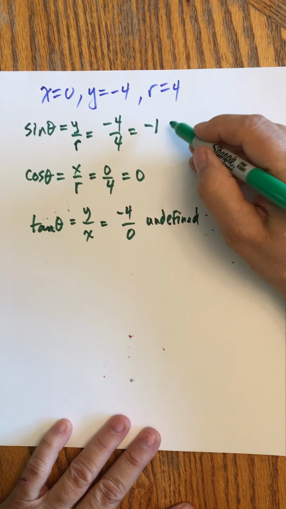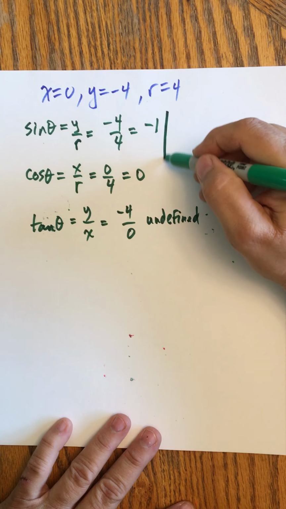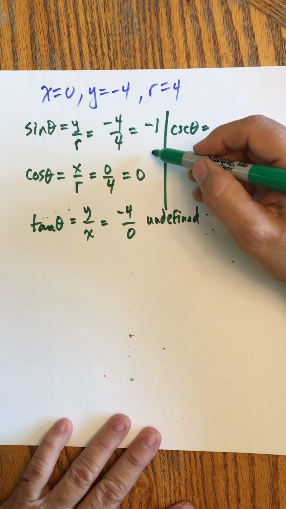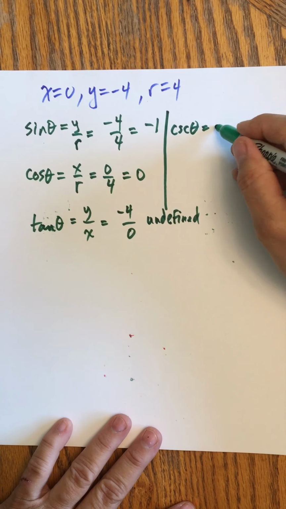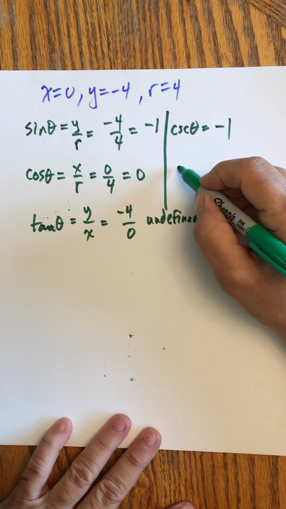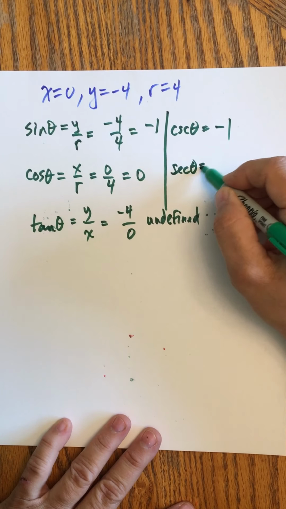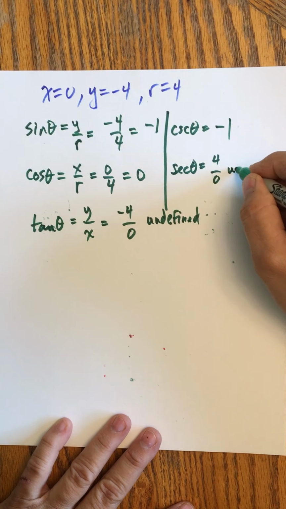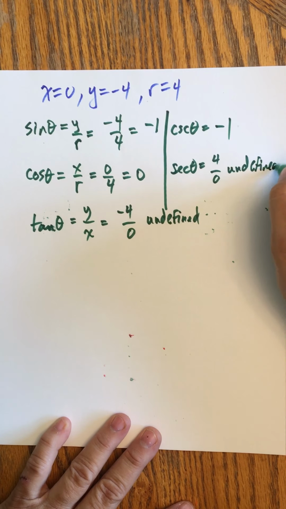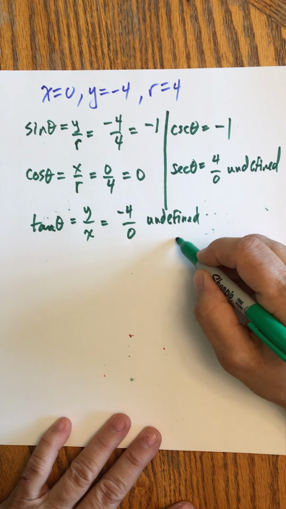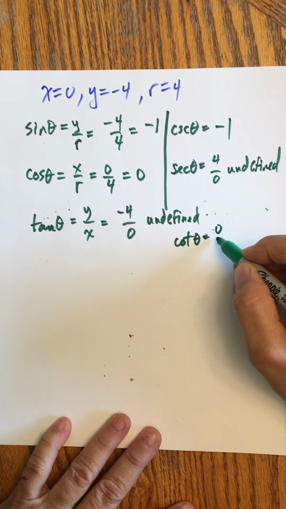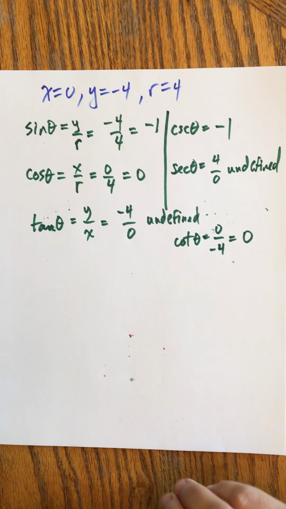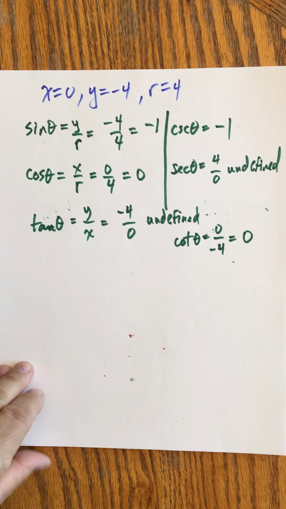And then cosecant, the reciprocal of sine, is the reciprocal of -1 over 1, which is still -1. For cosine, you'd have secant. You flip this, so it would be 4 over 0, which is undefined. And then finally, cotangent would be 0 over -4, which would be 0 still, right? So those are your 6 trig ratios. Thanks so much for listening.